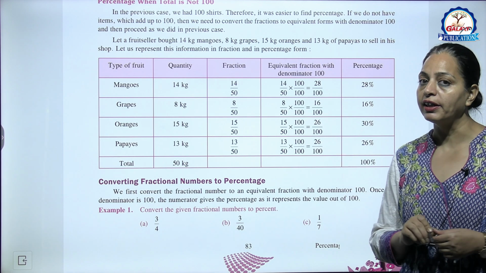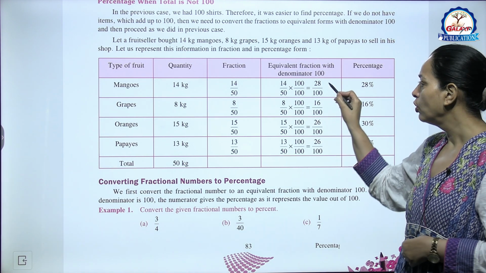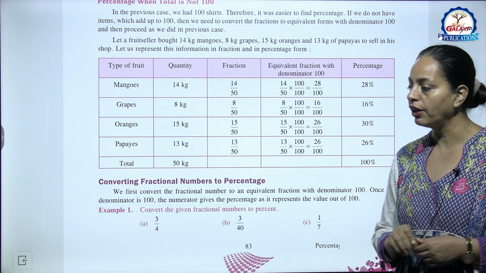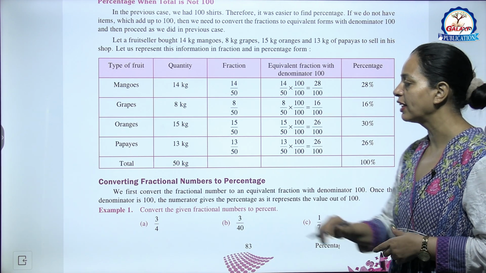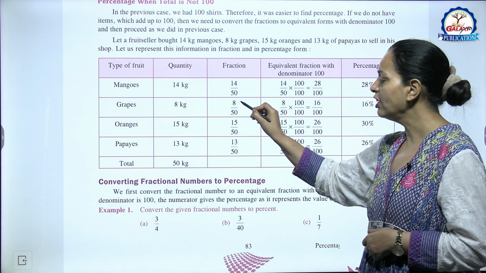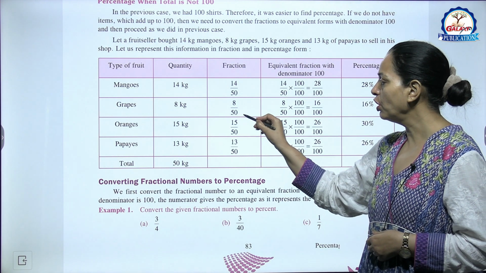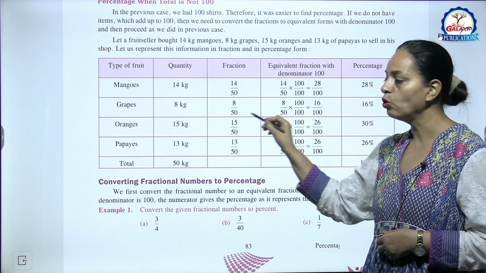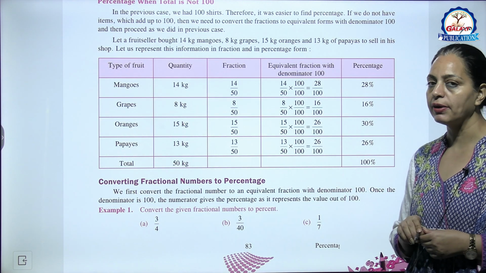Okay. And now find the percentage. 50 को हम 100 कैसे बनाएंगे? 50 into 2, 14 into 2, that is 28 upon 100. So percentage is 28%. Now grapes 8 kg. So 8 out of 50 is the fraction. So 50 into 2, 8 into 2, 16 upon 100 means 16%.